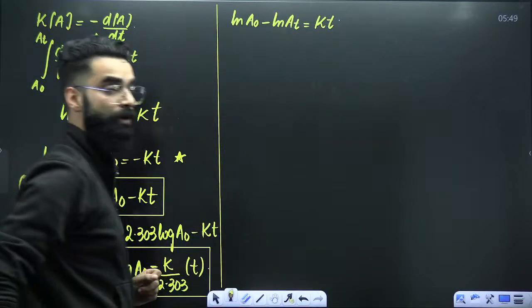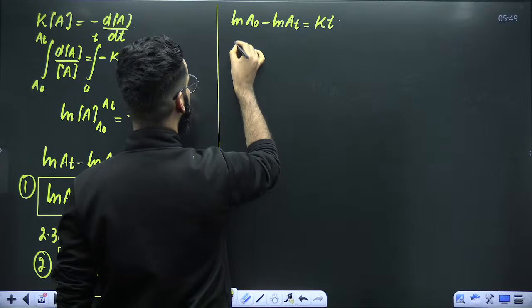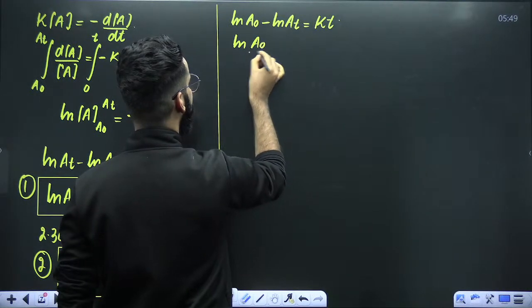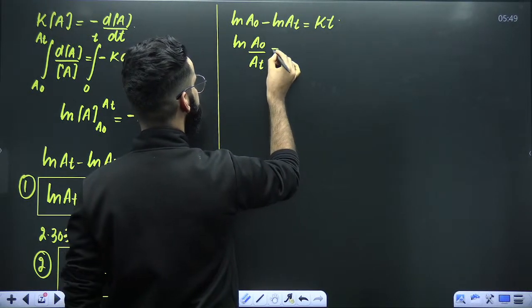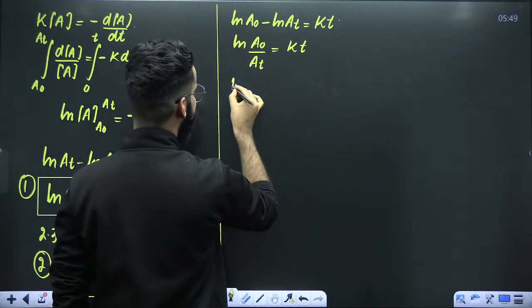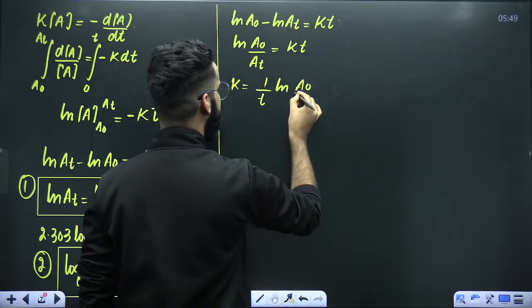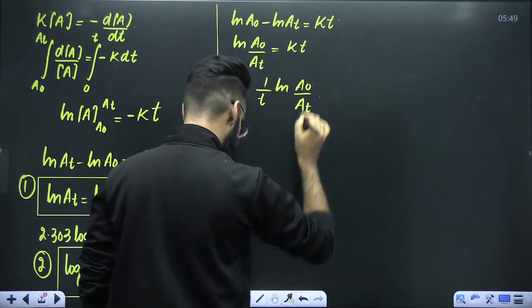It will come out to be equal to kt, right? Now, dear students, ln m minus ln n comes out to be ln of m divided by n, and this is equal to k times t. Perfect. Now, you can write it like this: k is equal to 1 divided by t ln of A0 divided by At. This is one more expression.